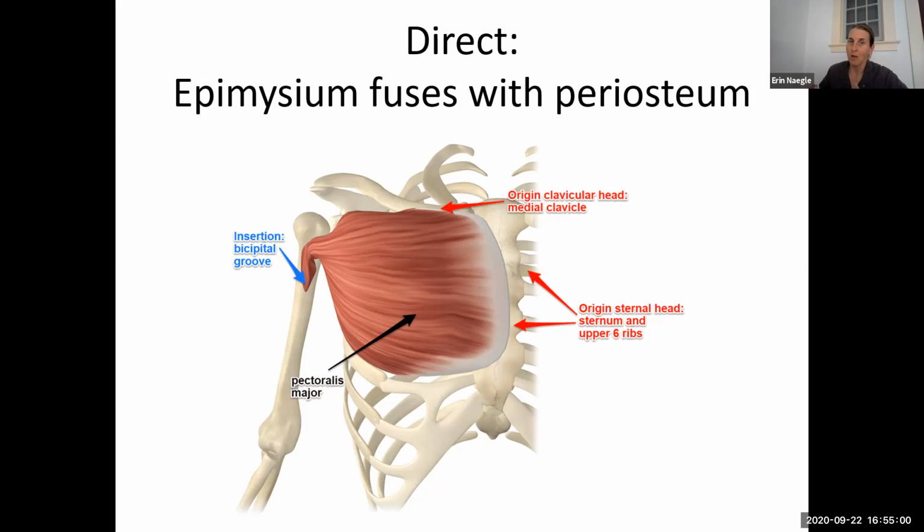So for example, with your pectoralis major, which is what this muscle is, you have this direct attachment to the sternum and this clavicle of the pectoralis. Cool.